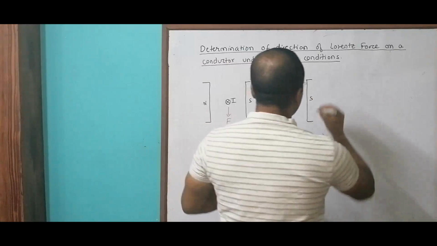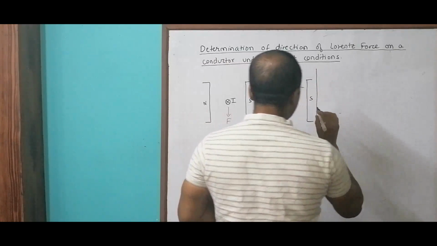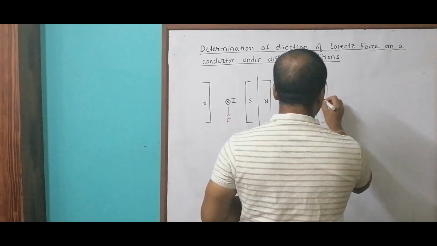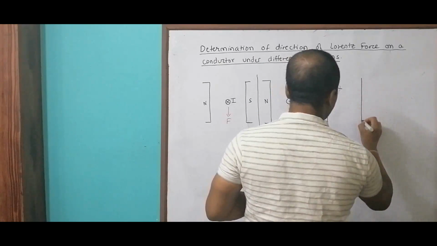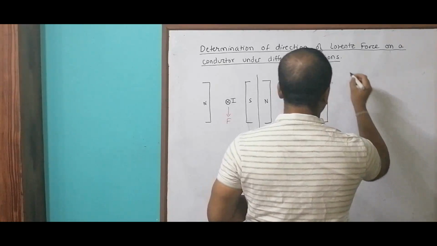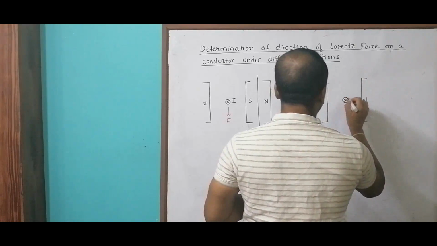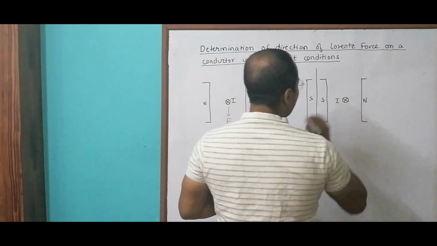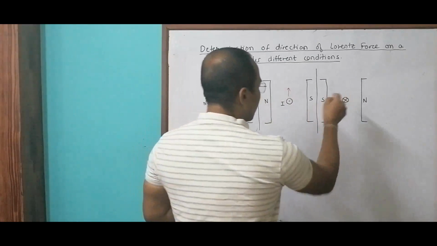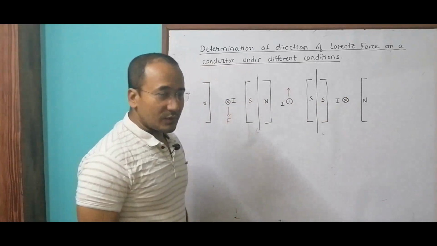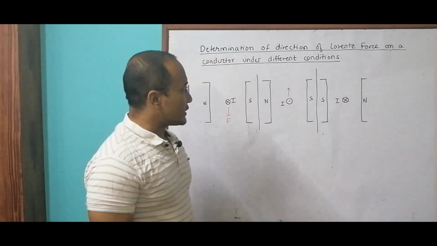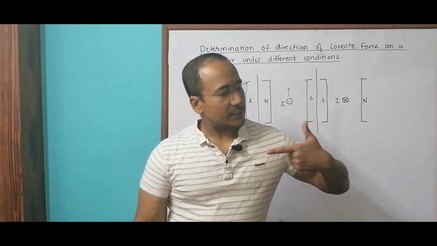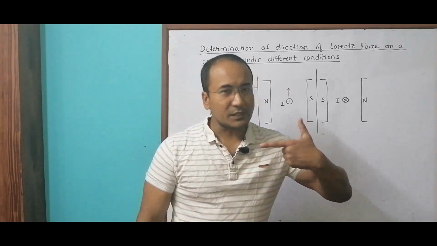Now another case: we reverse the magnetic field. Both these cases will be repeated with the reversed magnetic field. So this is N, S, and this is N. And we have a cross here. Cross means current is going away from us. In that case, what should I do now? Now N is different. If I do it like this, it will be a bit difficult. Though it is possible, it's difficult.